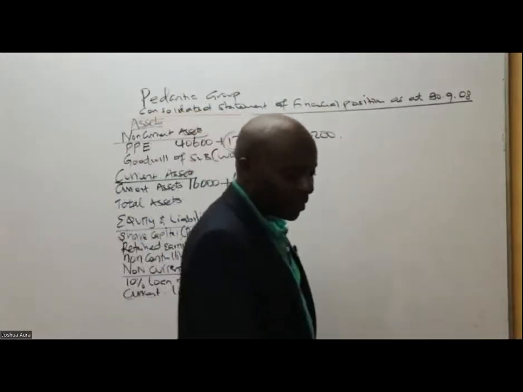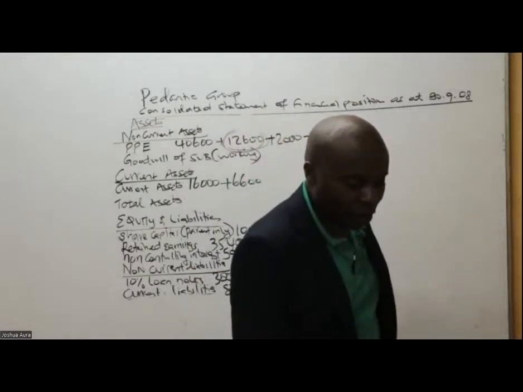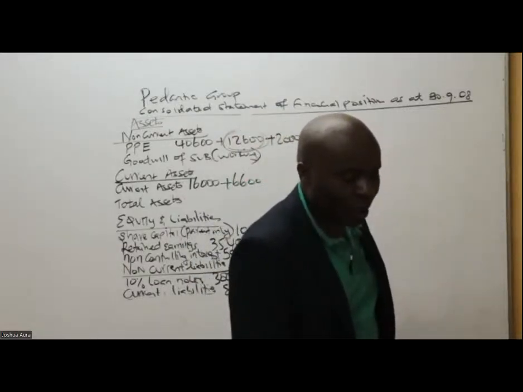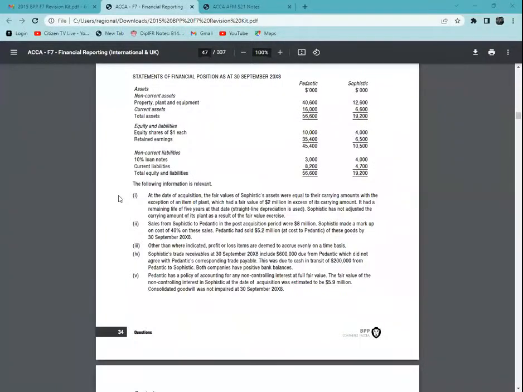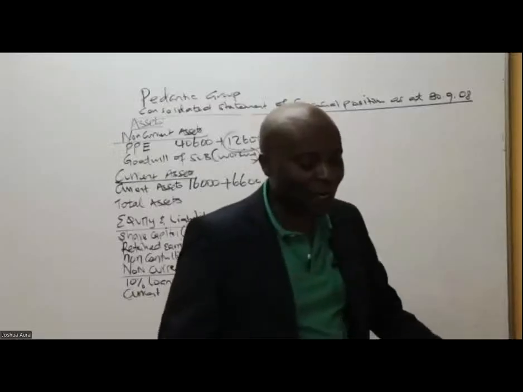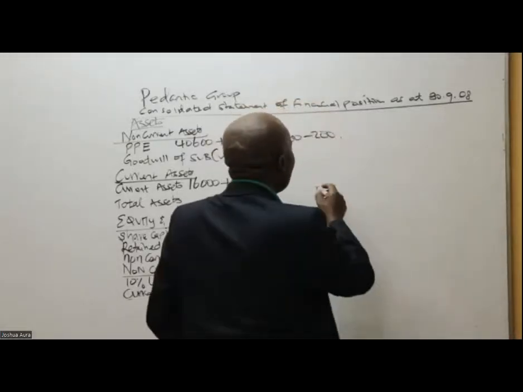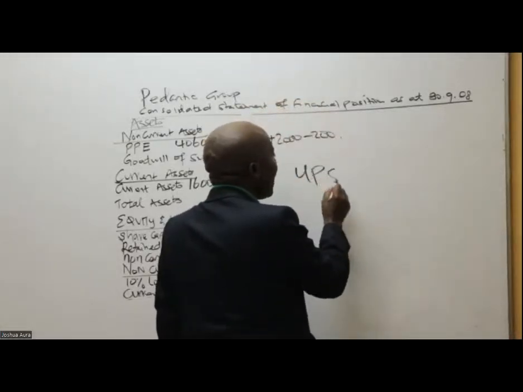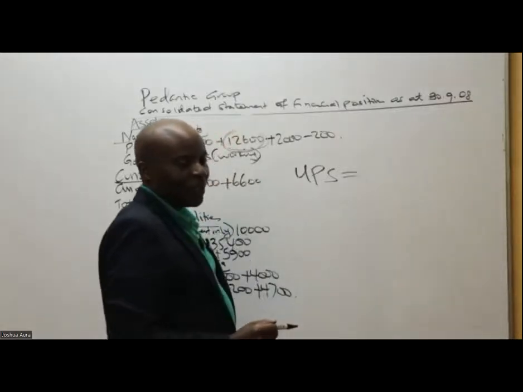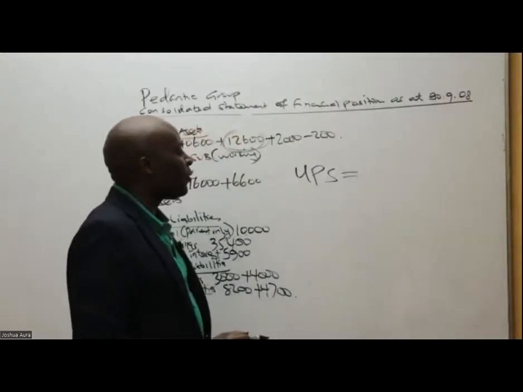Now, let us continue reading. As we continue reading, we are told here: sophistic now has a margin of 40 over 140. Pedantic had sold 5,200 of these goods by 30th September. Ladies and gentlemen, that's a very good language. This examiner wants me to calculate what we call unrealized profit on stock.